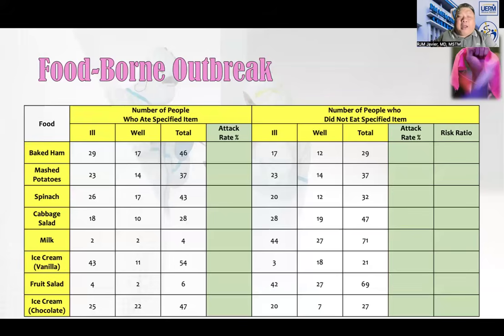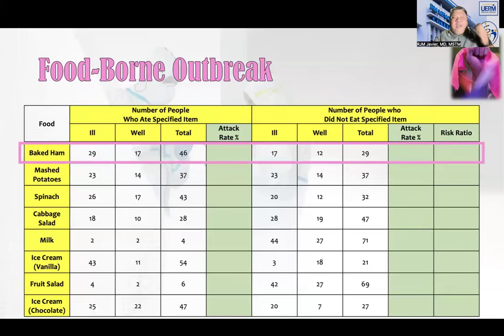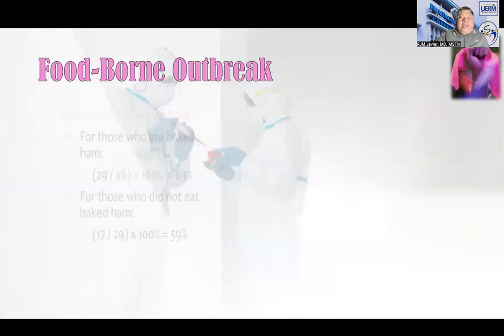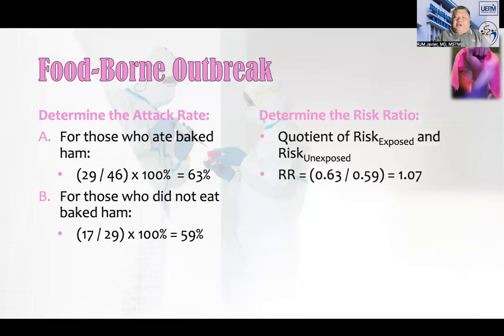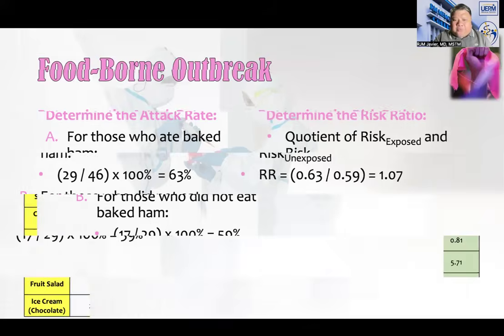And then you try to plot it: who developed the illness, how many did not. For example, let's look into the baked ham. If you look at the data for baked ham alone, we can determine the attack rate for both the population who consumed the ham and the attack rate for those who did not eat the ham. From this data, you can now determine your risk ratio.